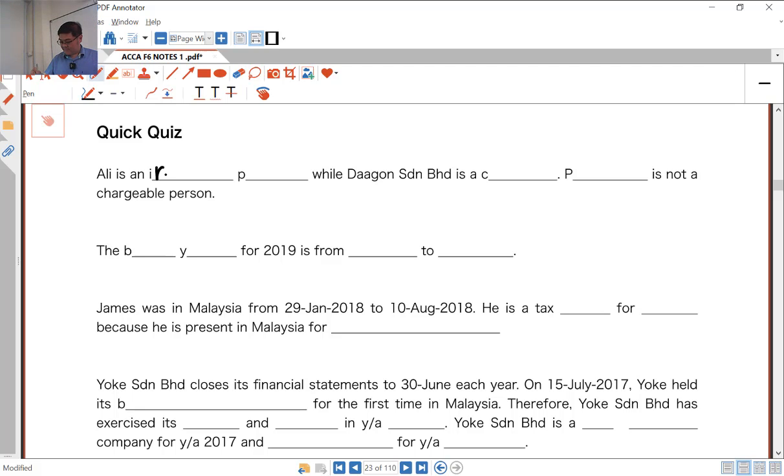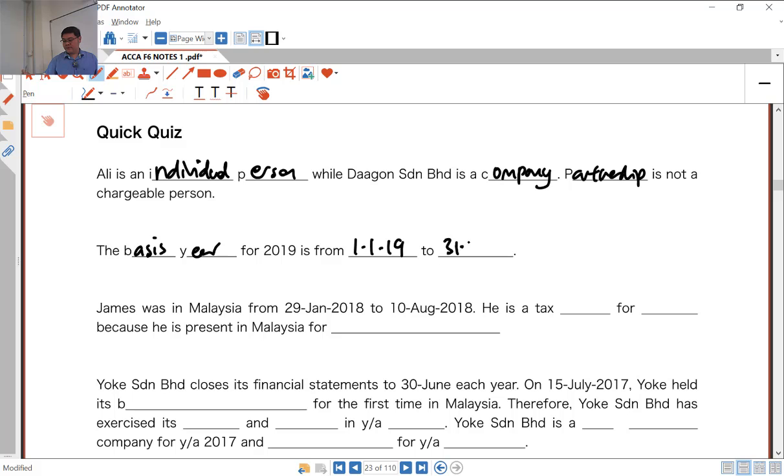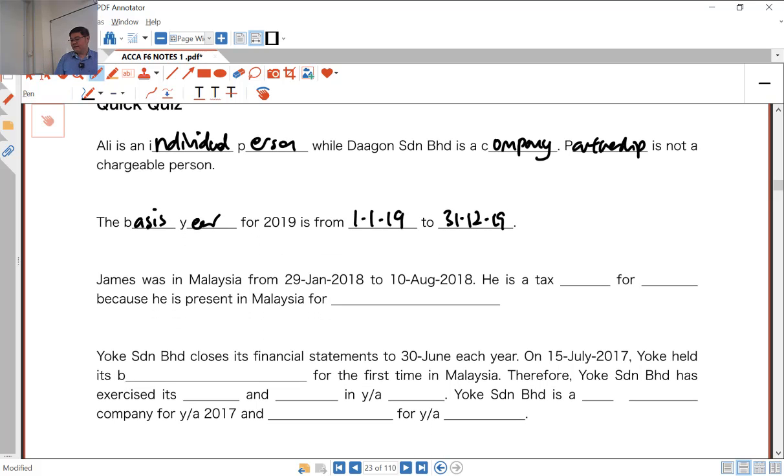Individual, person, correct or not? While Dagun is a company from the name, and you know very well that a partnership is not a person. We've said that just now. Now, and BY, what is this BY here? Basis year for 2019 will be from January 19 to December 19. Okay, you know that. James was in Malaysia from 29 January to 10 August, so that period is long enough, so he is a tax resident.